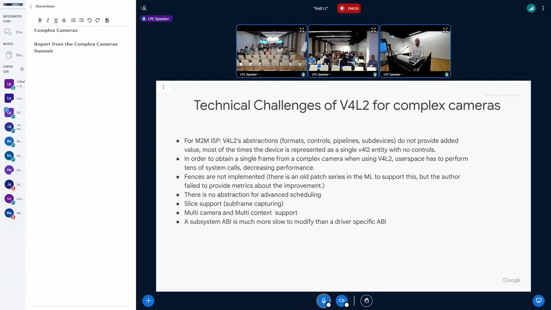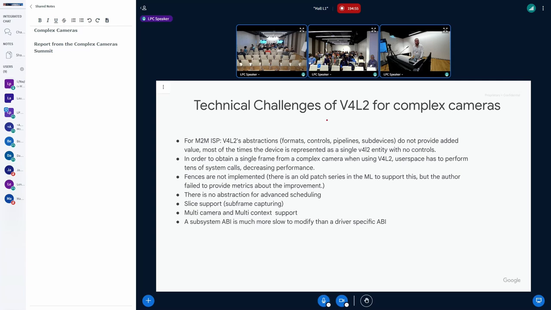For each of the other points, I think we could go into great length and discuss. Like the first one, I have myself implemented upstream an ISP driver for the Raspberry Pi, which has a single entity. This is not a requirement, this is an opt-in feature. Controls, pipelines, that's not something which is mandatory. No, nobody's saying that it's mandatory. What I'm saying is that this.